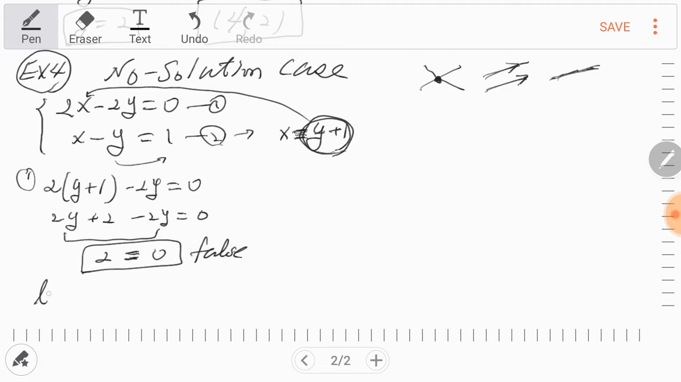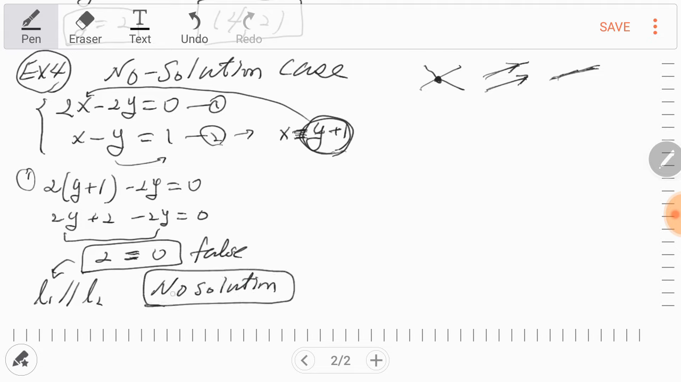So whenever we have a false equation, then we can conclude that two lines are parallel. Okay, this means two lines are parallel. So there is no solution. Okay, two lines are parallel. How do we know if two lines are parallel?